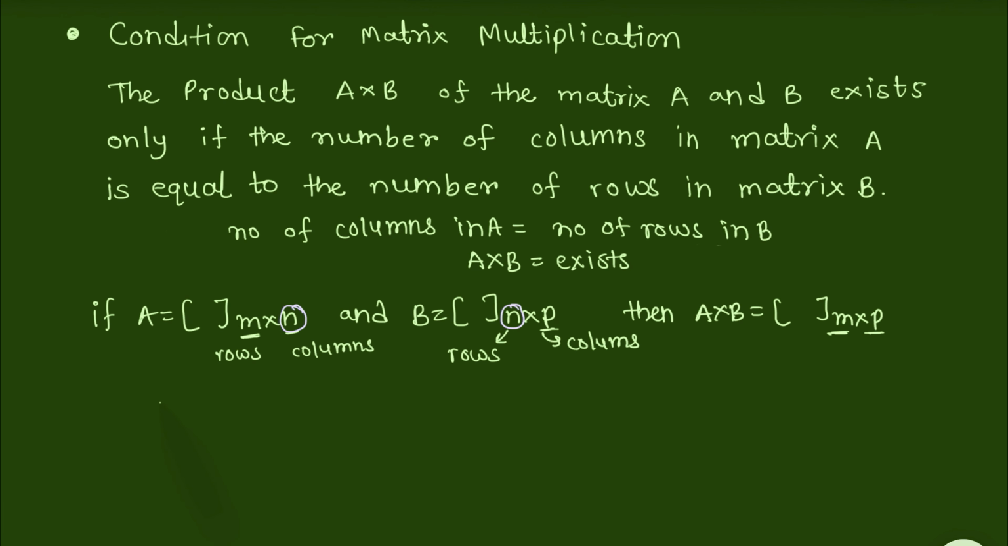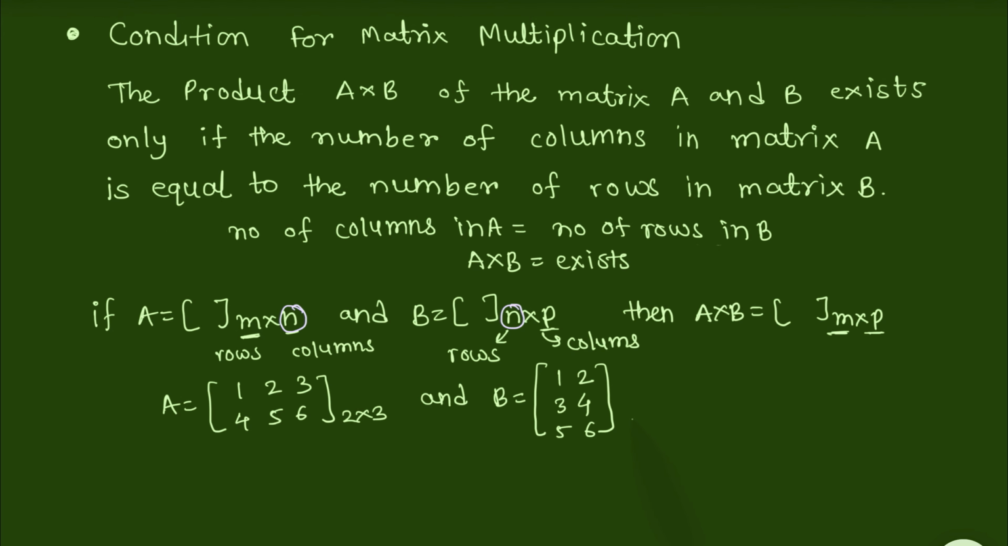is the same as the number of rows in A and the number of columns in AB is the same as the number of columns in B. Let's take an example where A is the matrix 1, 2, 3, 4, 5, 6 of order 2 cross 3 and B is 1, 2, 3, 4, 5, 6 of order 3 cross 2. Now the number of columns in A is the same as the number of rows in matrix B. Therefore A cross B exists and has the order 2 cross 2.